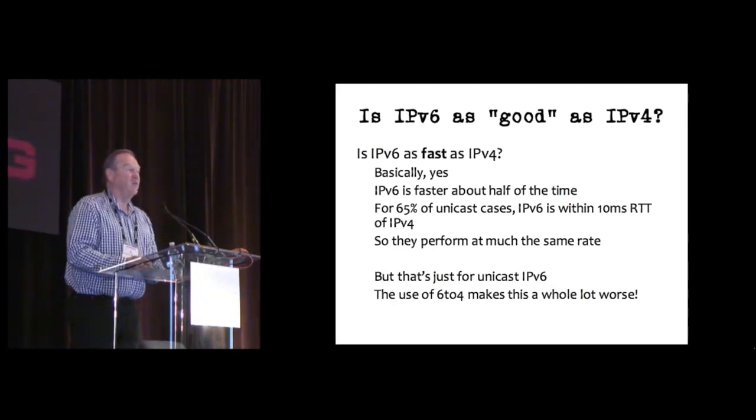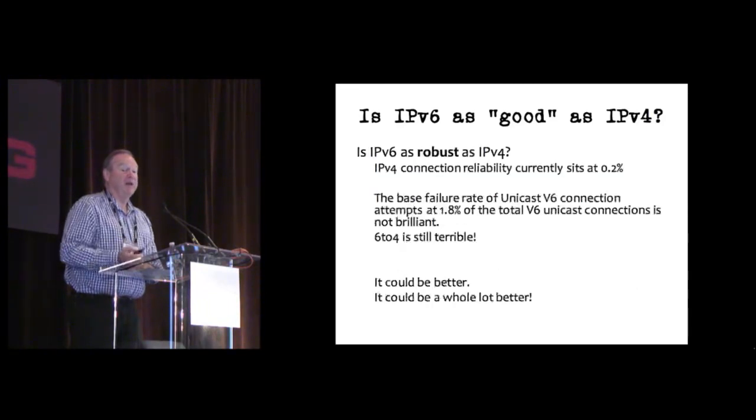If you use 6-4, get out of here. You know, you lose. There's no other way of saying it. But if you're on unicast, you're kind of there. It is as fast. But the other parameter, is it as robust? The answer is no.